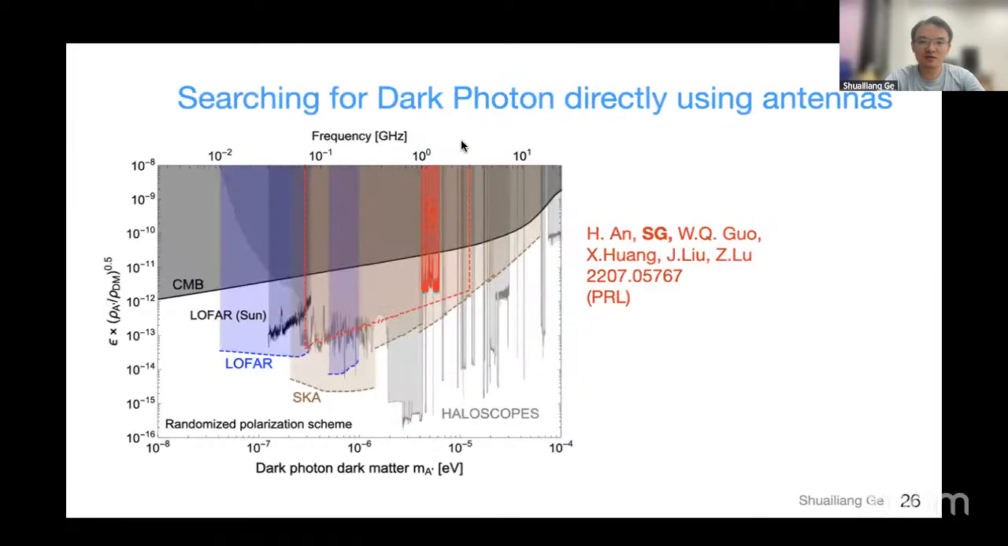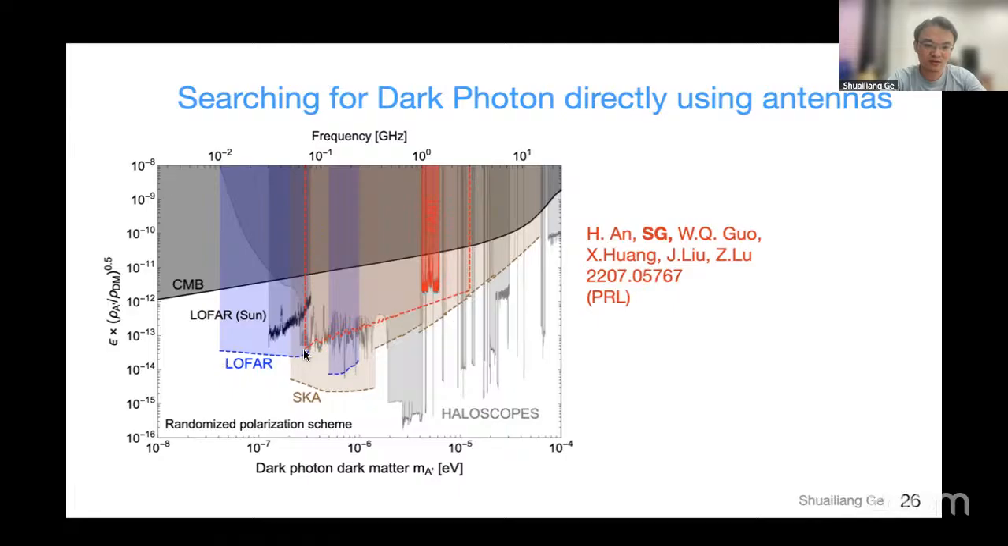And this is our result. We use the FAST data, and we get some very good constraints on the kinetic mixing parameter epsilon in the frequency range 1 to 1.5 gigahertz. And we see that it is better than the previous CMB constraints by about 1 order of magnitude. And this dashed red line is the projected sensitivity of FAST in the future, because FAST will be upgraded in the future. It can work in a larger range of frequency.